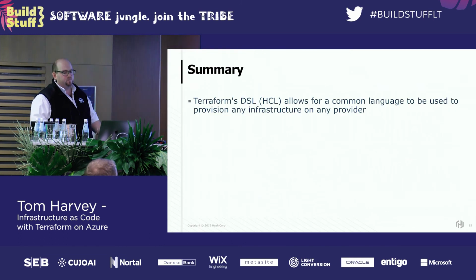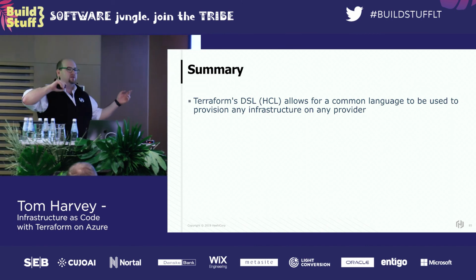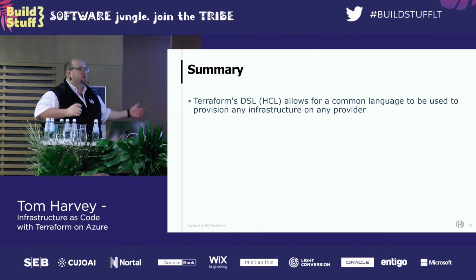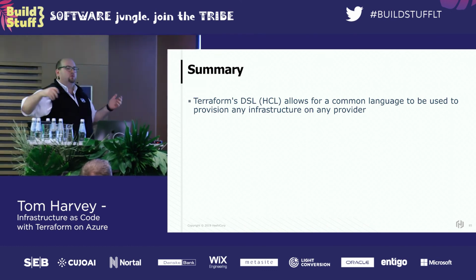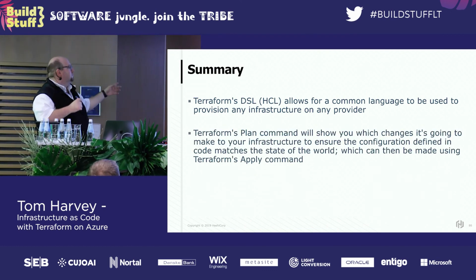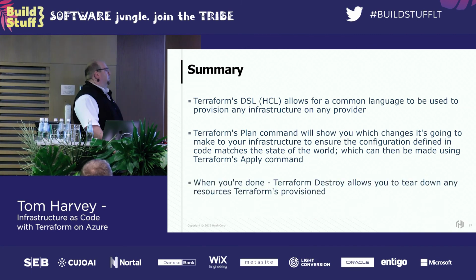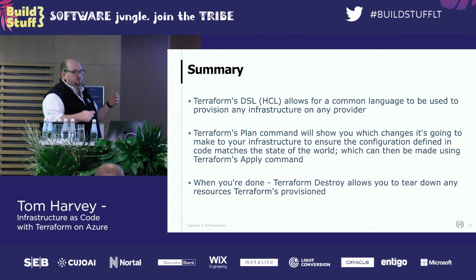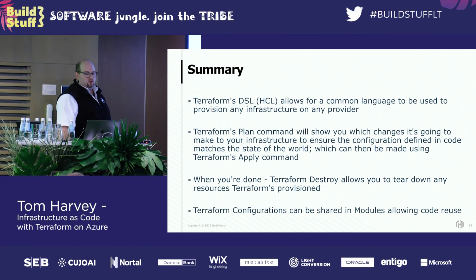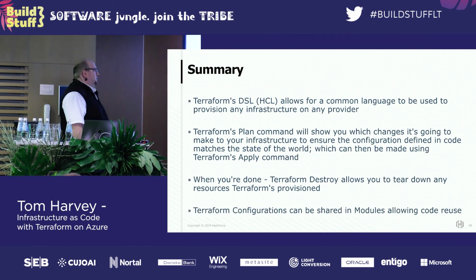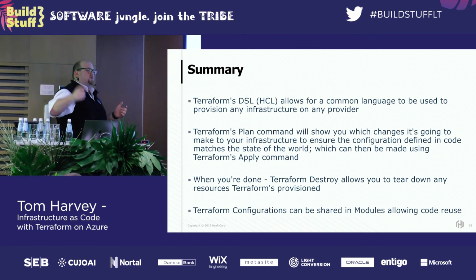But yeah. So just to summarize everything. Terraform DSL HCL allows for a common language to be used to deploy anything on anything. So on AWS, on Azure, on whatever message queue you want. Terraform Plan will show you the changes it's going to make, and the Terraform Apply will make those changes. When you finish, Terraform Destroy will then tear down those resources, and then you can share configuration with Terraform modules. So either locally in a mono repo, from different repos, or from a module registry.